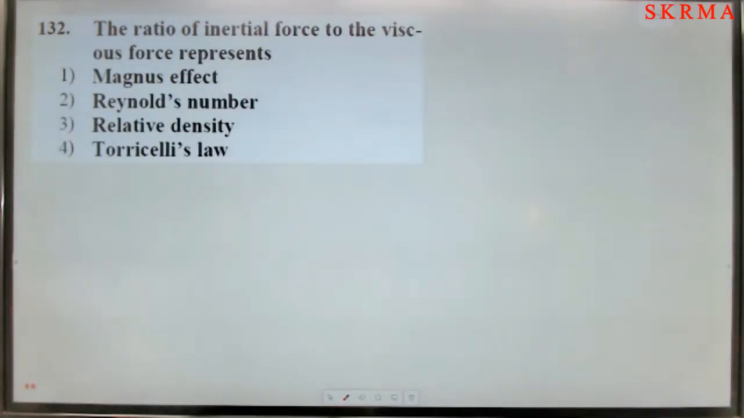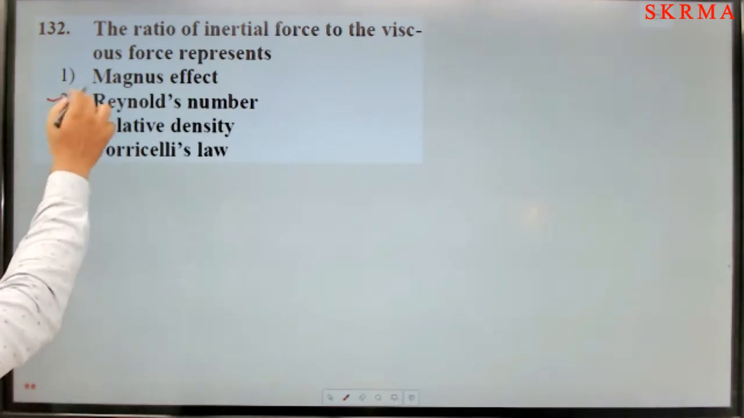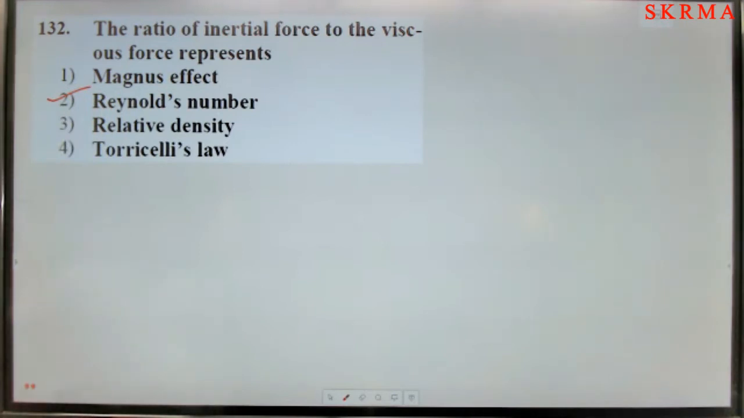Next, the ratio of inertial force to the viscous force is represented by the Reynolds number. Ratio of inertial force to the viscous force gives a Reynolds number.